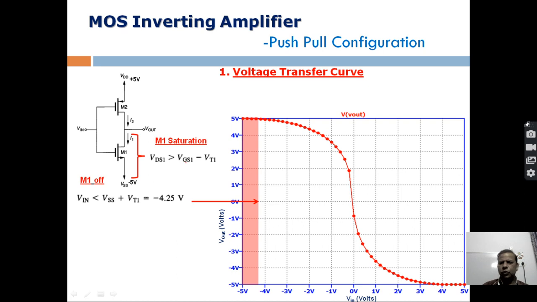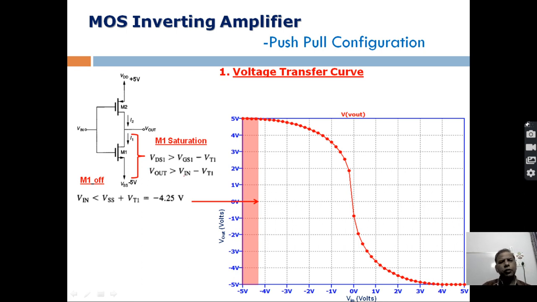And for the gate source voltage, that is between the gate and source terminal, we are replacing it with V in, because this input voltage is the gate voltage with respect to the source voltage, that is VSS. So instead of VDS we write V out, and we are replacing this VGS1 by V in, right? So this is the condition which tells us that the device will be in the saturation region.